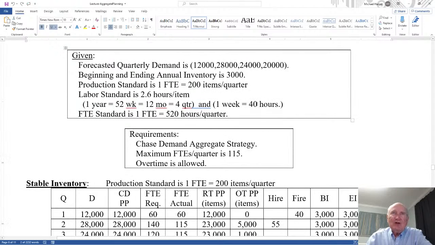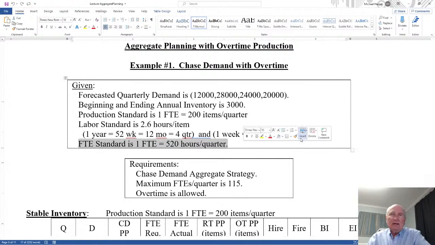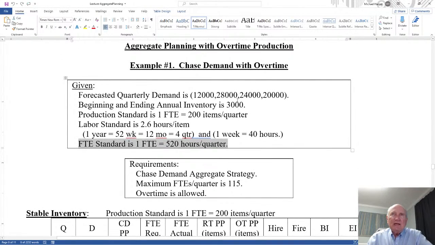Okay, let's go back to the problem we started with, forecasted quarterly demand. Beginning and ending annual inventory is 3,000. The production standard is 200 items a quarter. The labor standard is 2.6. These go together. And there's our time standard again. And there's our FTE time standard. So all this stuff as we've done before. So now let's analyze overtime with chase demand.